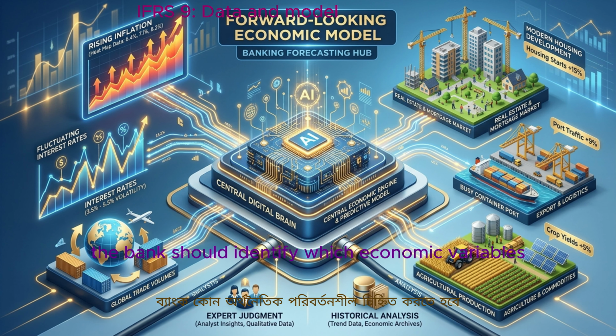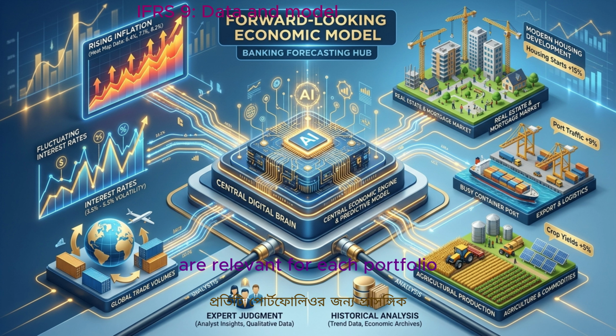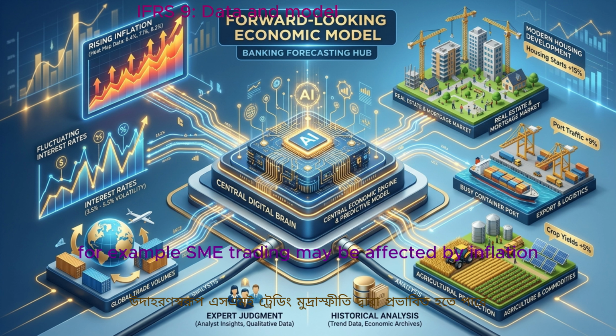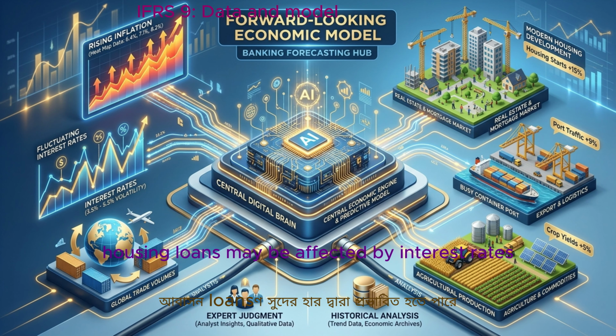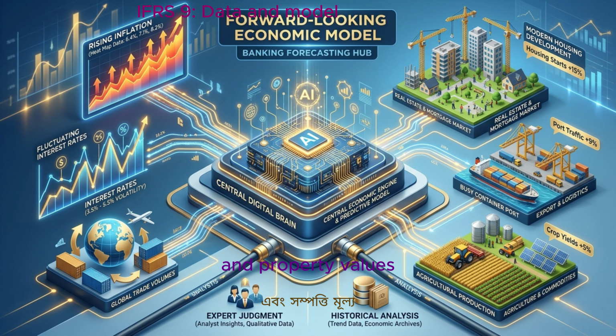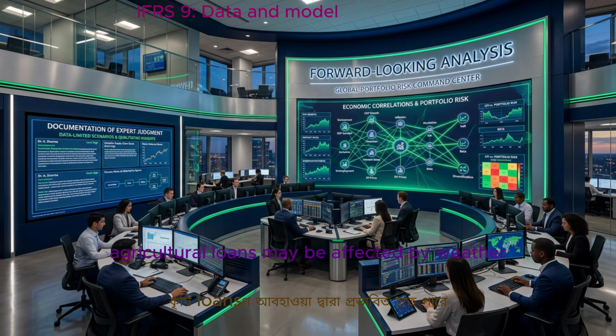The bank should identify which economic variables are relevant for each portfolio. For example, SME trading may be affected by inflation, import costs, and exchange rates. Housing loans may be affected by interest rates and property values. Agricultural loans may be affected by weather, commodity prices, and government policy. Where historical evidence is available, the relationship should be supported by data analysis. Where historical evidence is limited, expert judgment may be used, but it must be clearly documented.